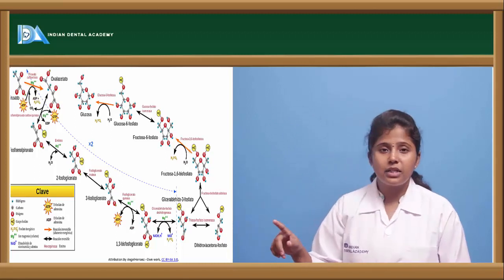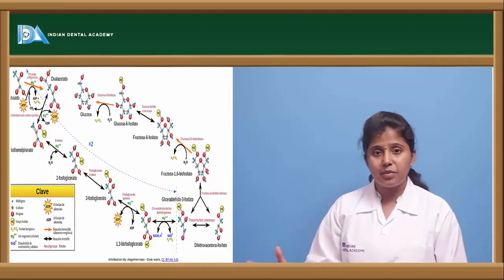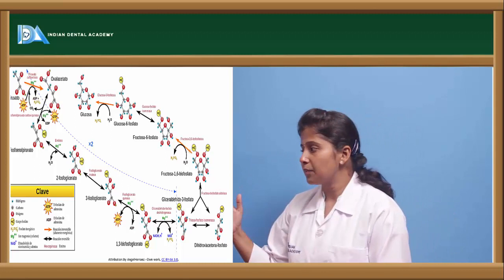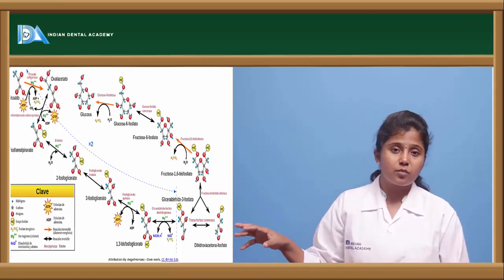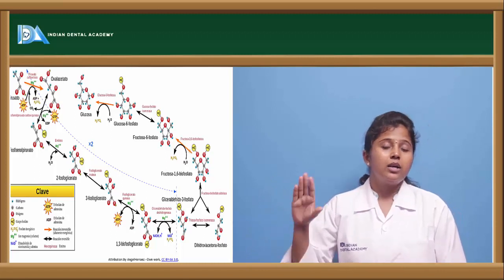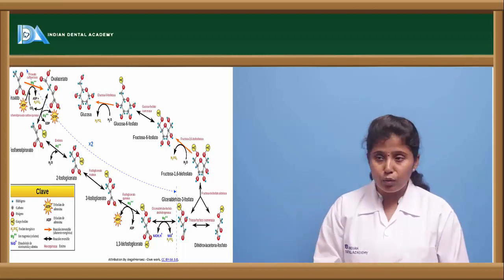Here this is the glycolysis cycle, where from the glucose the ATP is produced, and here metformin interferes with the gluconeogenesis process, thereby preventing the formation of glucose.